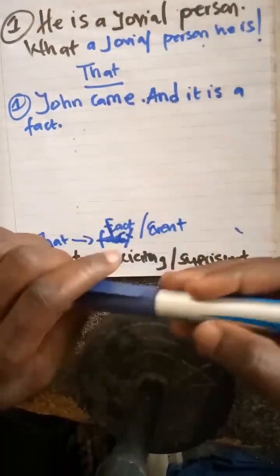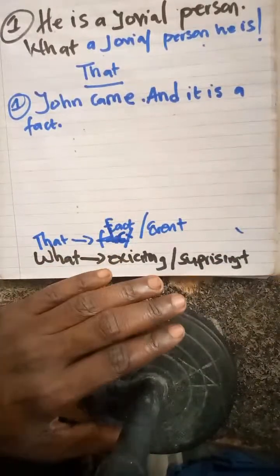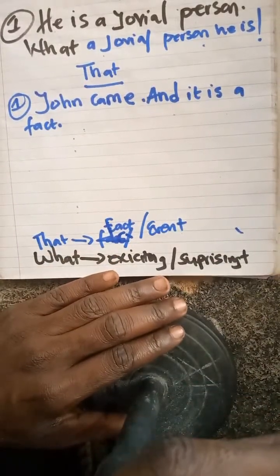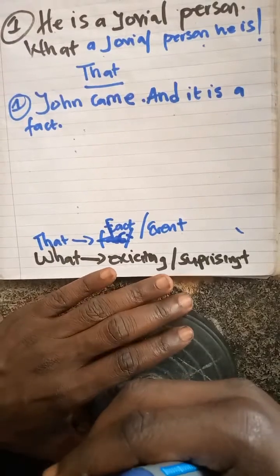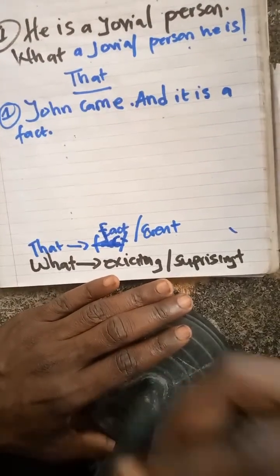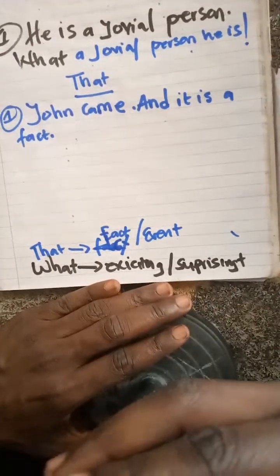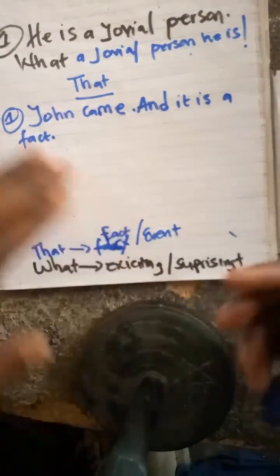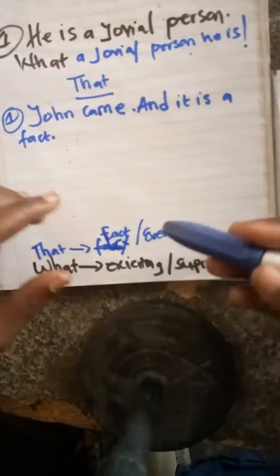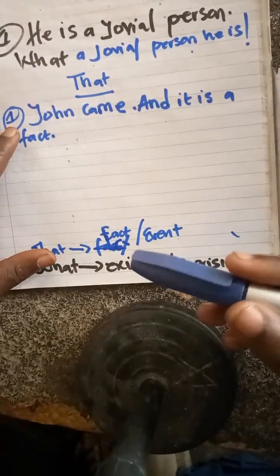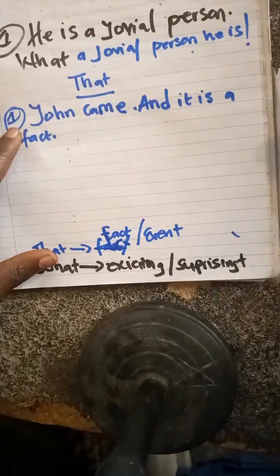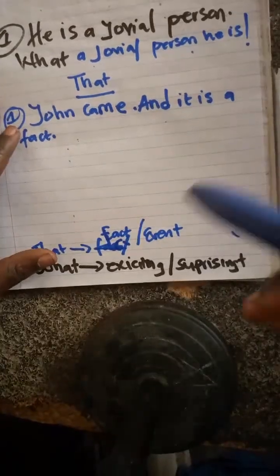Mind you, what is a fact? A fact is something that must be proven in order for it to be true, something that needs evidence in order for it to be true. We refer to it as a fact. That's the way it is.